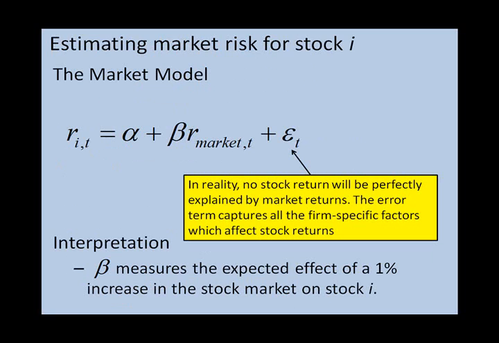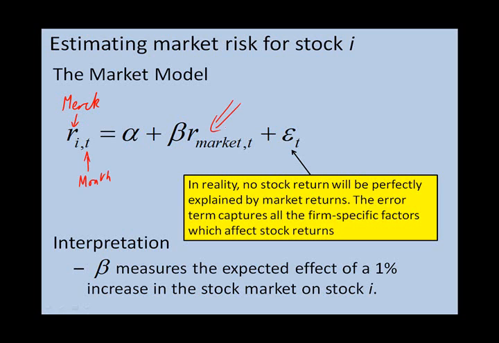Here is the regression we would run. We have the returns on Merck in month t, and they are going to be related to the returns on the market in month t. Beta will tell us how much Merck's returns respond to changes in the market returns.